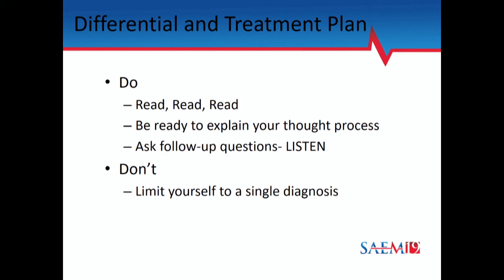If your plan is different from your attending's plan, that's fine, but ask some follow-up questions like, why did you want to get a D-dimer in this patient? I didn't think we needed one. And then listen to the answer and incorporate that into your next presentation. You probably already know this, but generally don't limit yourself to a single diagnosis. So someone can very clearly have a viral URI, but at least in your differential, you need to say, I considered pneumonia, I considered an acute HIV infection, but I don't think that's what it is because of these things.